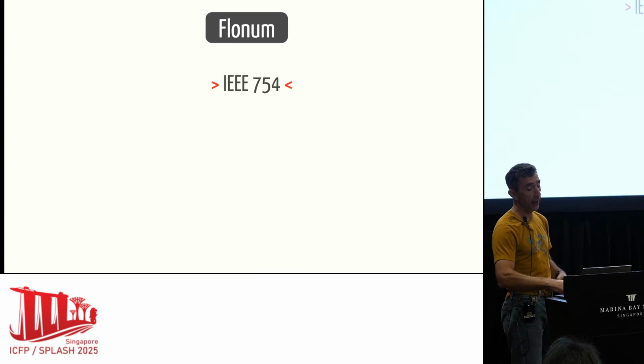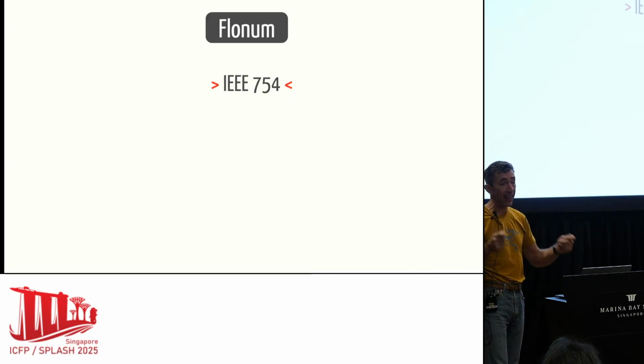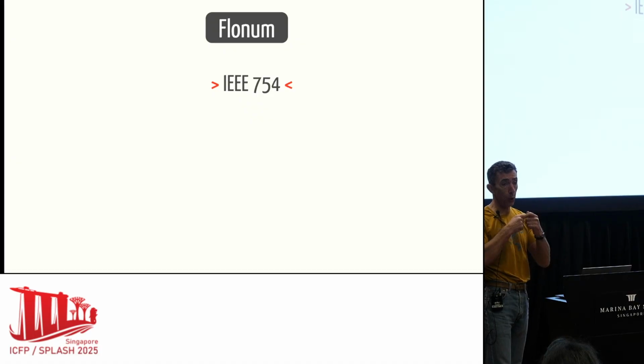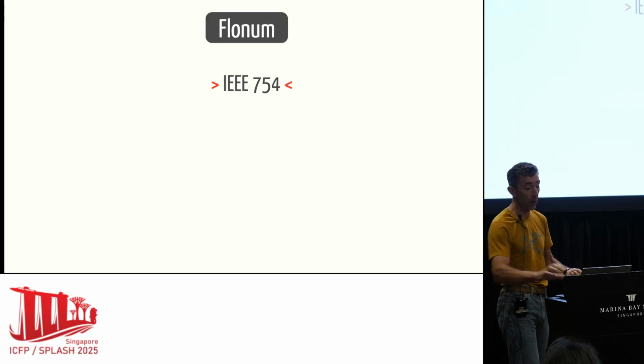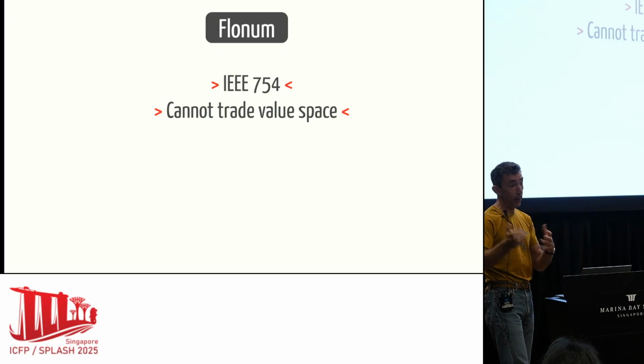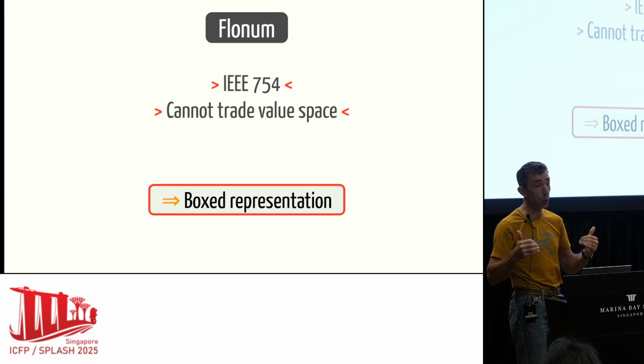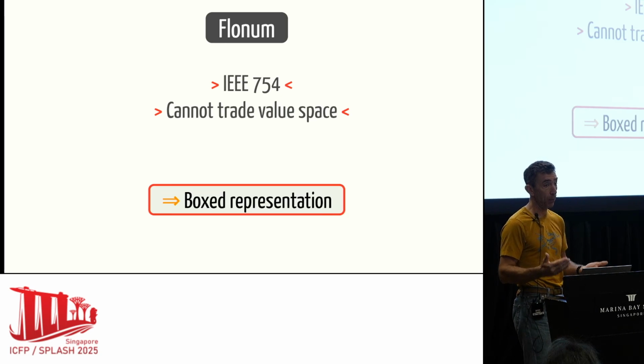Flonums are specified by this IEEE norm, and you cannot steal any bit of it. It requires the 64 bits of your word. So if you grab 1 bit, then you lose the library and you will have to re-implement everything by yourself. So somehow, you cannot trade value for space as we did for fixnum. So it looks like we are almost bound to use boxed representation for flonum.